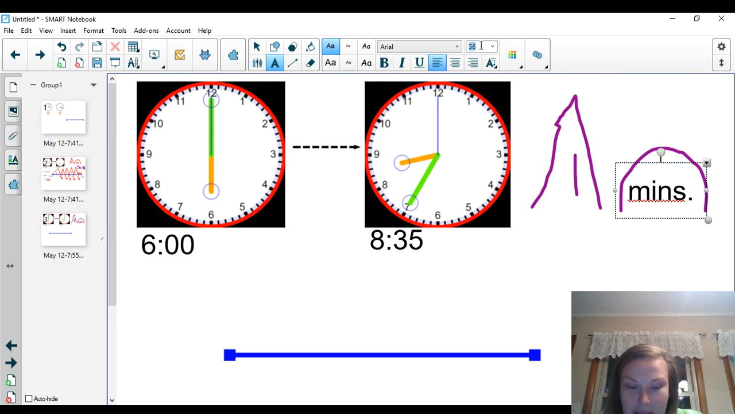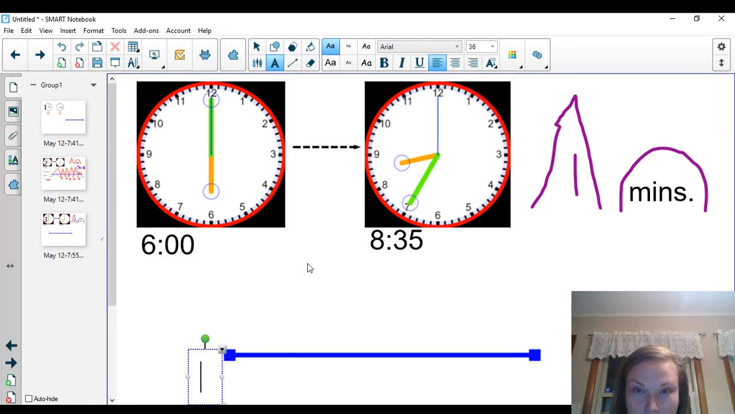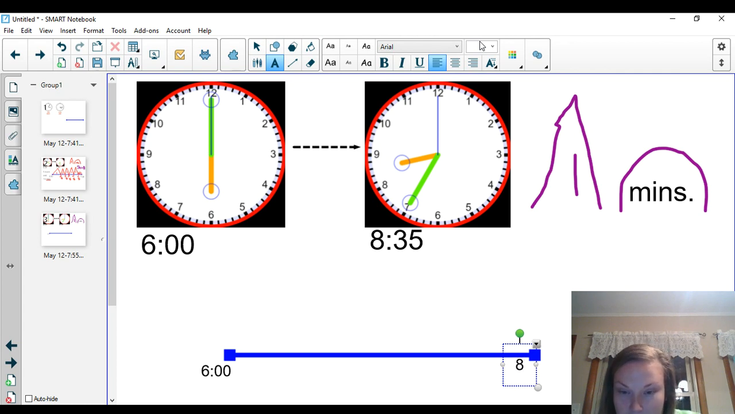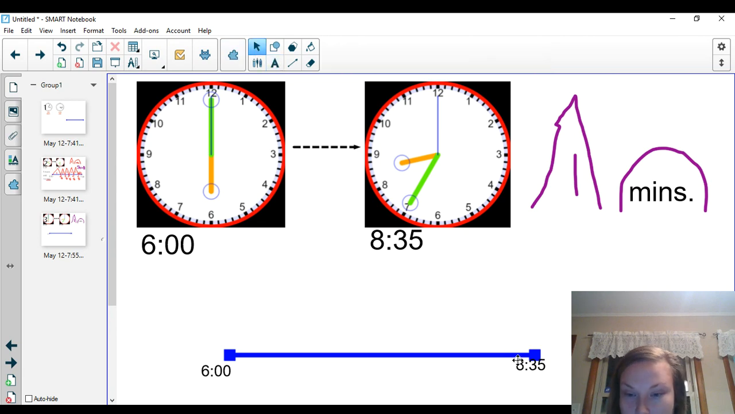I'm going to make the text a little bit smaller. All right, so over here, okay, perfect. Over here, it's going to be 6 o'clock. That's our start. And on this side of the timeline, I'm going to do 8:35. So we have to hop from 6 o'clock to 8:35, which is going to be easy peasy.